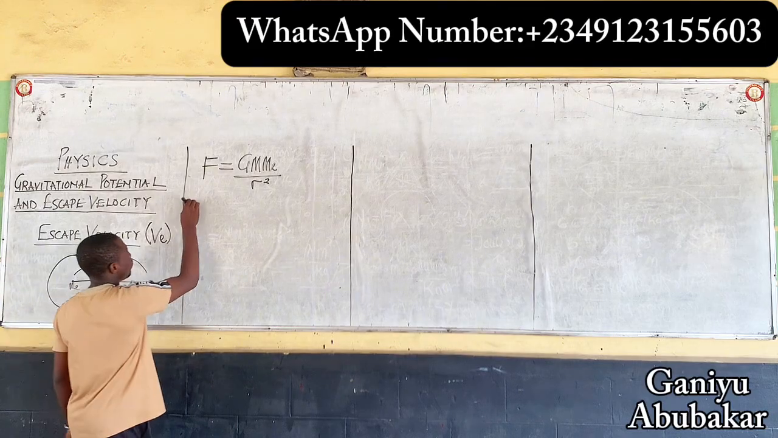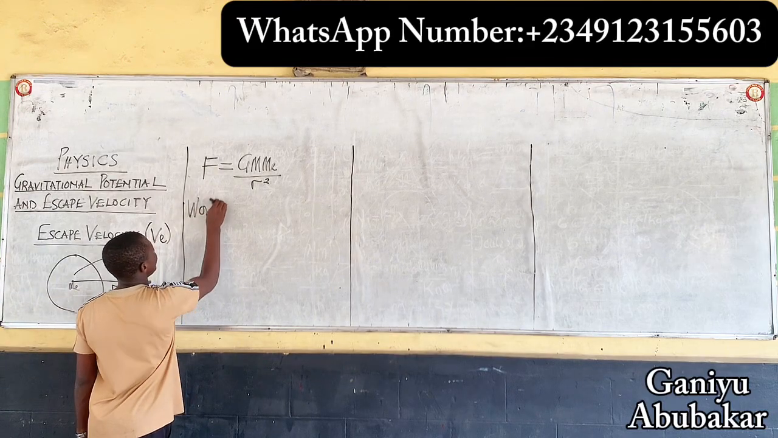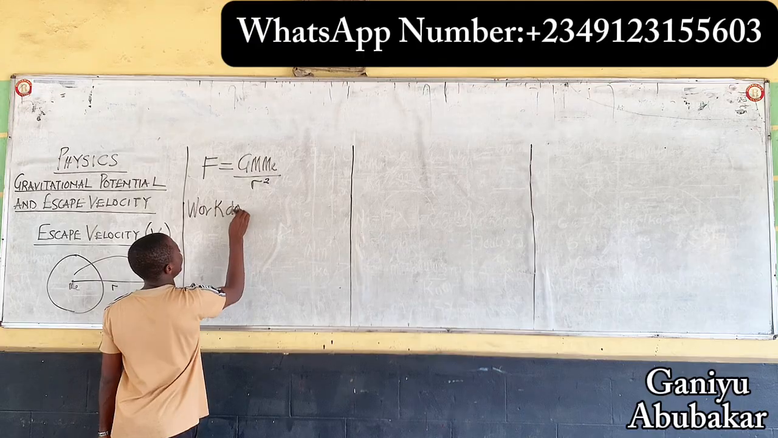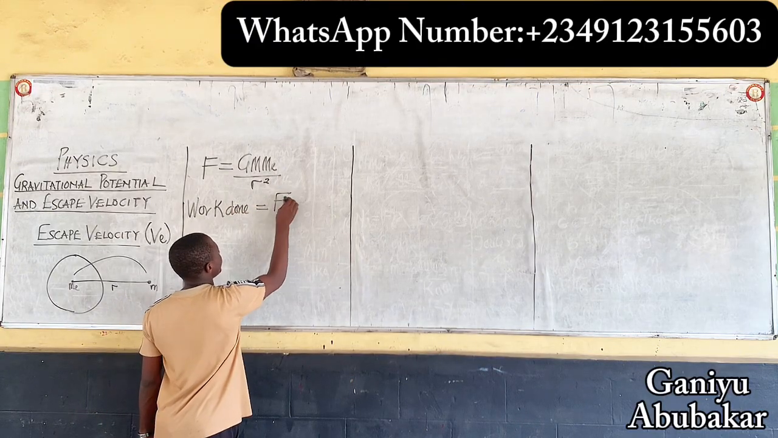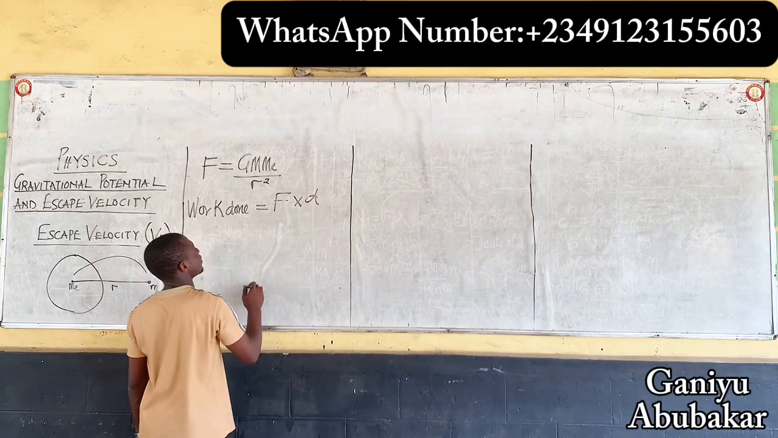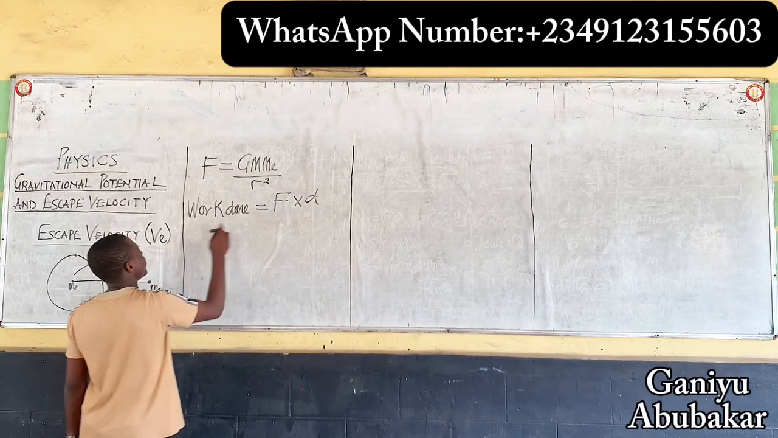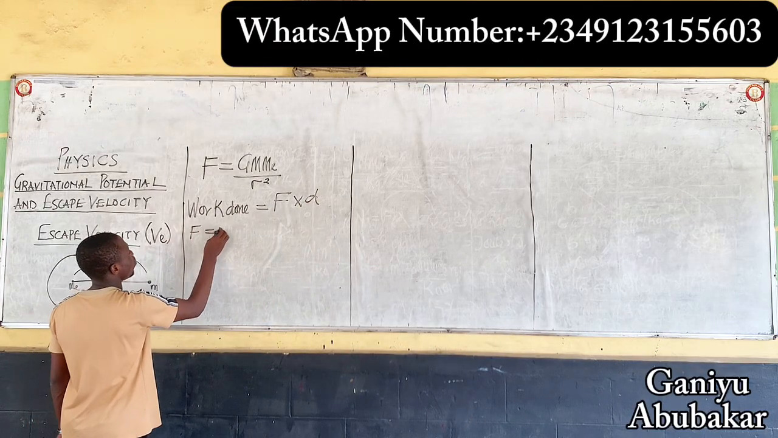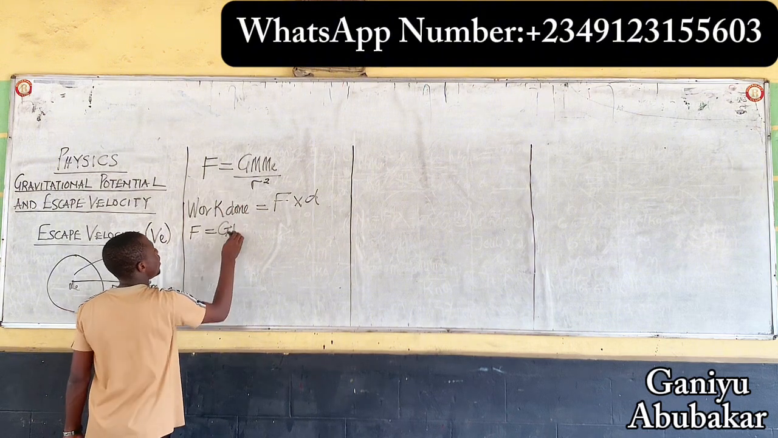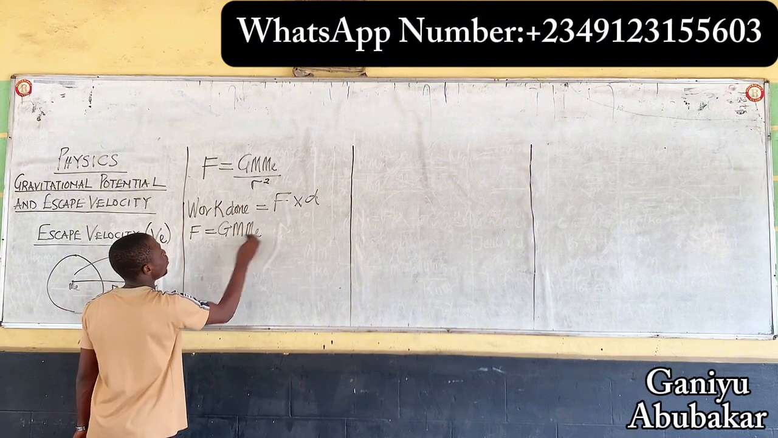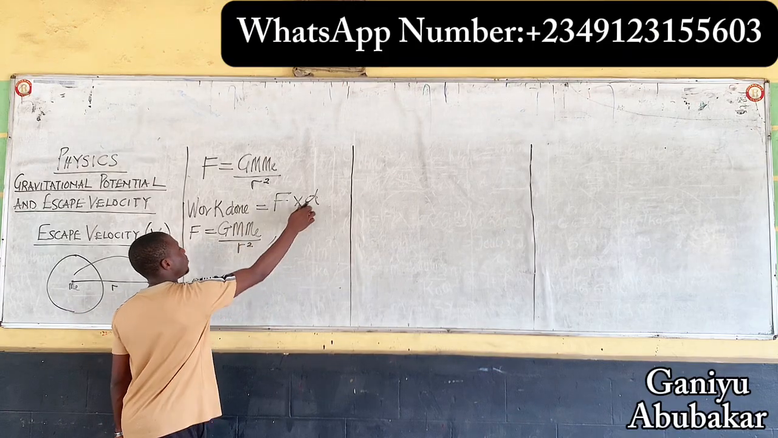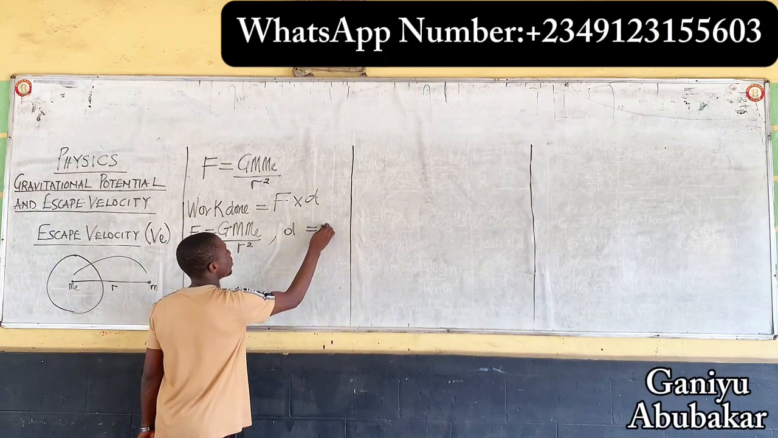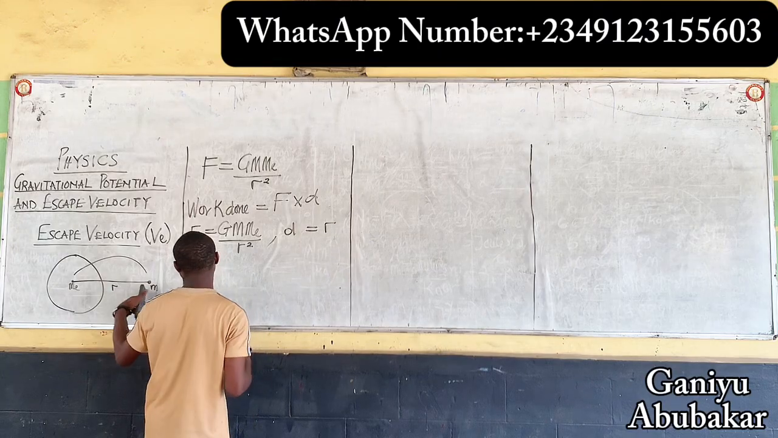So from work done, what is work done? Force times distance. In this case, my force is G M E over R squared. That's my force. My distance D is of course R. You said R is your distance.